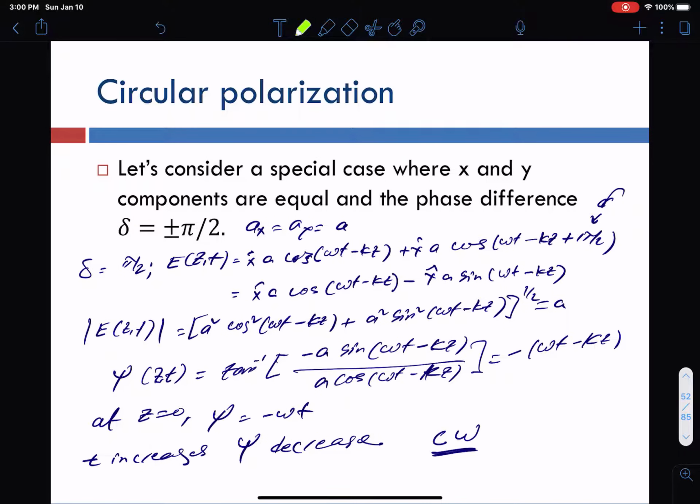Okay. So now what is circular polarization? I think we should get to that in the next video, because it's getting longer.